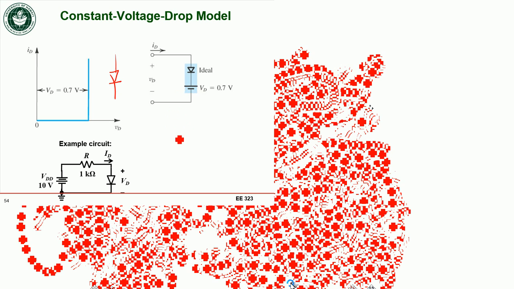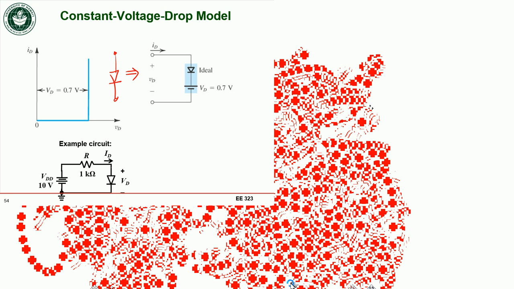In other words, I'm going to replace, so here's my diode, and I'm going to replace that with this model. So this diode here is an ideal diode, and I have a 0.7 volt DC source there. So I can't get this diode to be forward biased until I have 0.7 volts across these two terminals. That would give you this graph here. It's the ideal diode graph, just shifted by 0.7 volts.